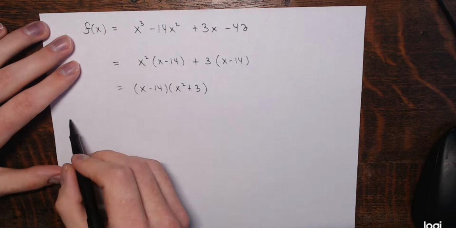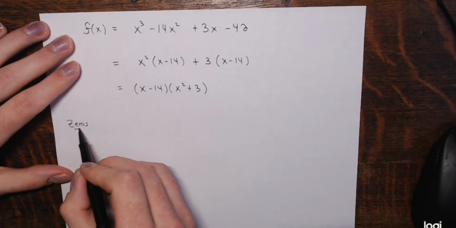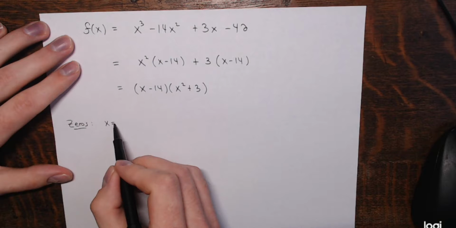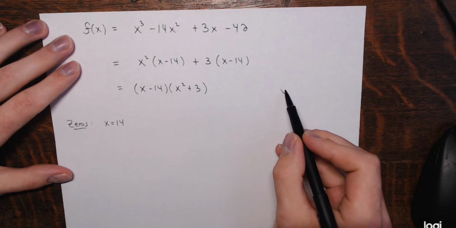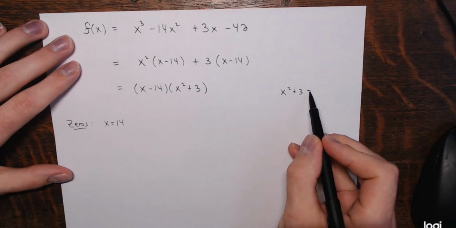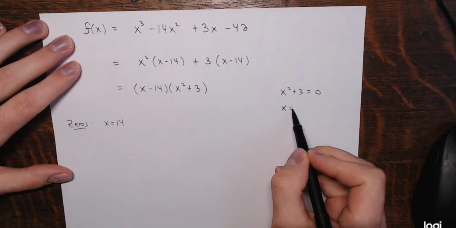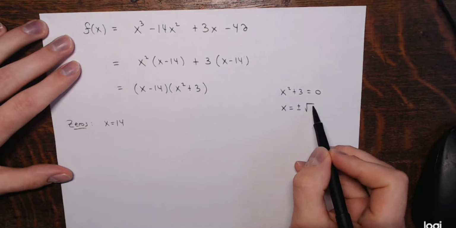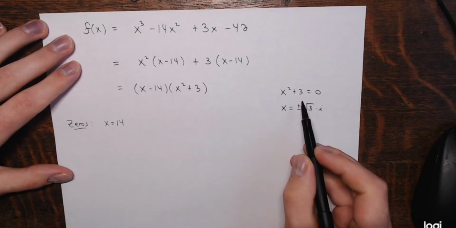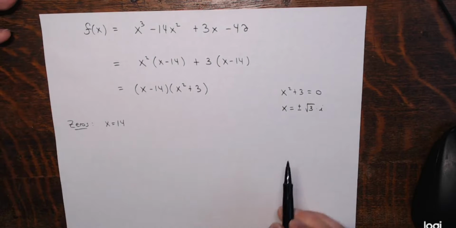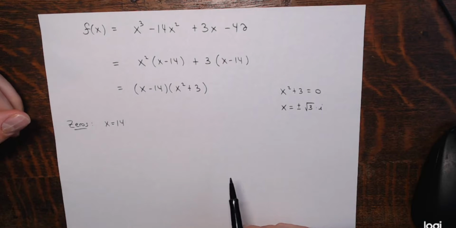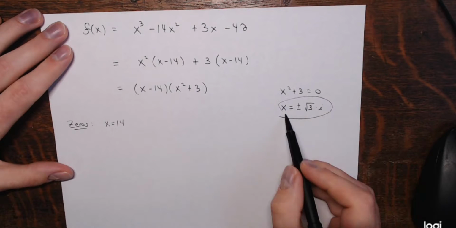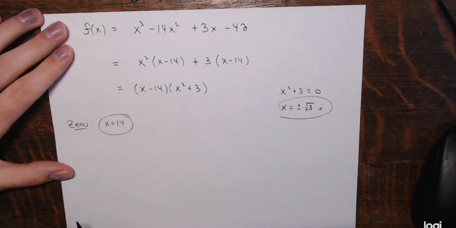So one of the zeros is clearly 14, because x minus 14 is a factor. And then when is x squared plus 3 equal to 0? Well, that's when x equals positive or negative square root of 3 times i, because you'd have the square root of negative 3 or negative square root of negative 3. And there we go, I'm done. That was a quick one.